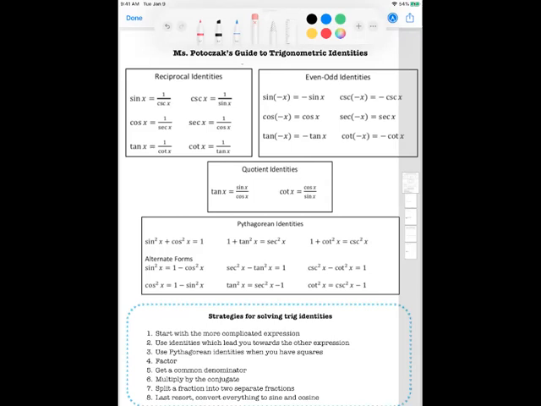So maybe a tip if you want to remember with using Pythagorean, sine and cosines go together. Sine squareds and cosine squareds go together. Secant squareds and tangent squareds go together. And then cosecant squareds and cotangent squareds go together. So this is just going to be helpful for you. Also, keep this sheet out with you at all times when you are working on these problems.